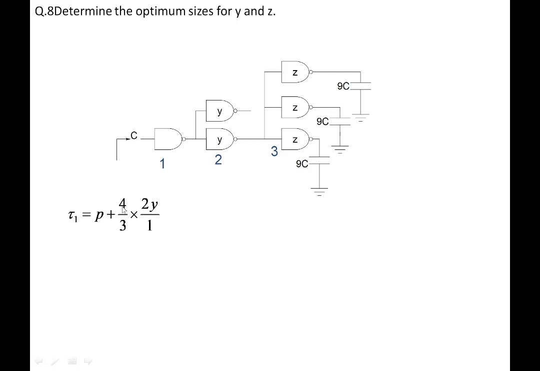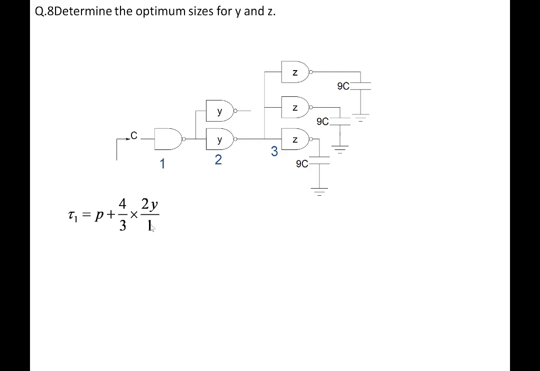What is this? The G value for a NAND gate, which is fixed. For a 2-input NAND gate it is fixed. For a 3-input NAND gate it would be something else. It's not given here. Actually, it should have been specified that each one of them is a 2-input NAND gate. So it's 4 by 3, and the net capacitive load is 2y, y plus y, and the input is 1, so 2y over 1. See, the net capacitive load is 2y.